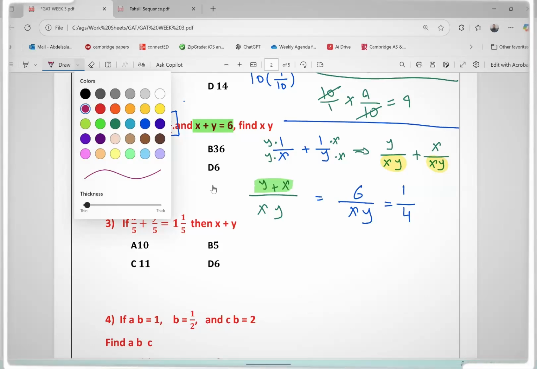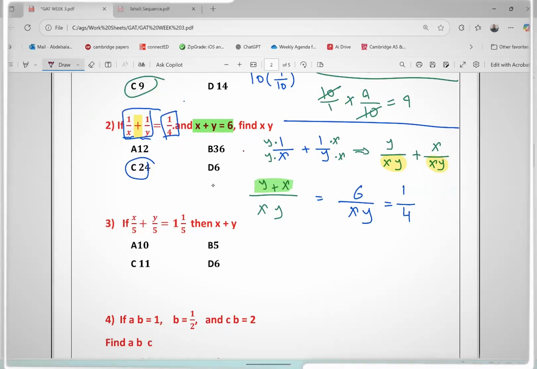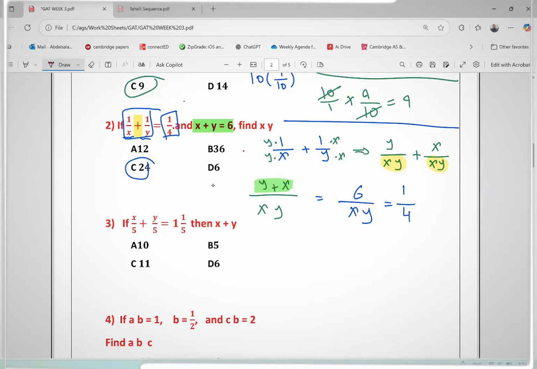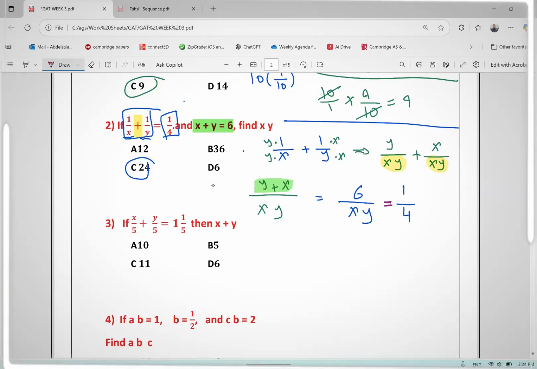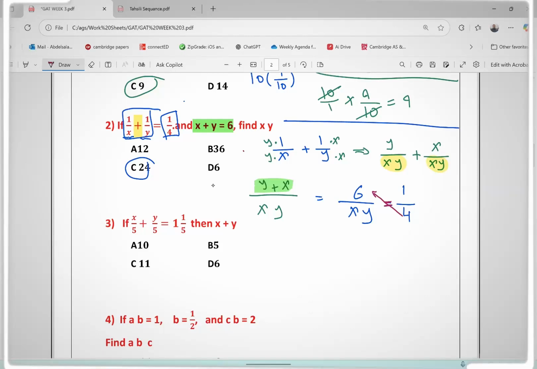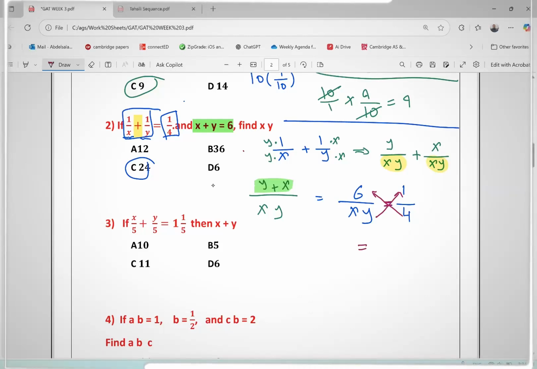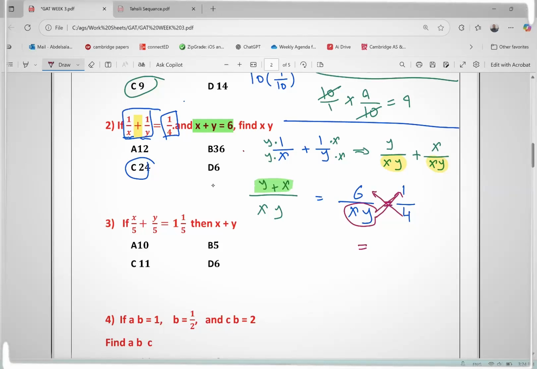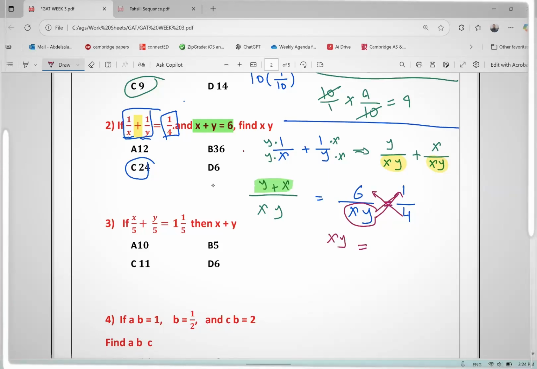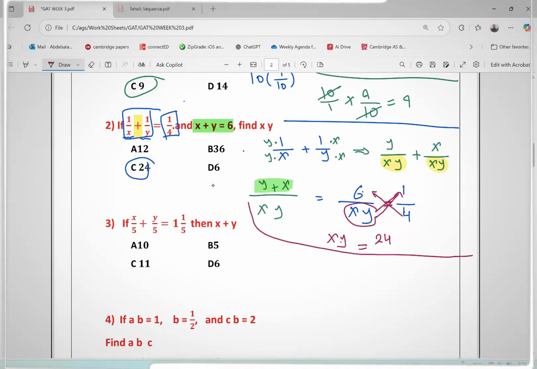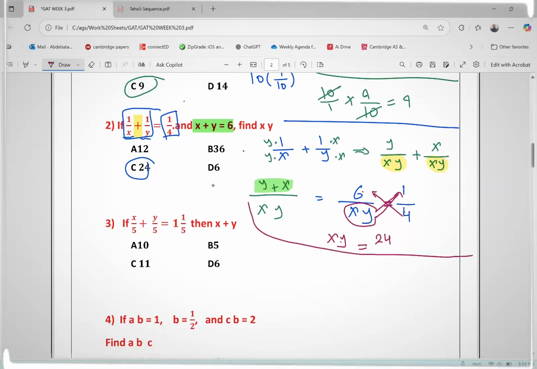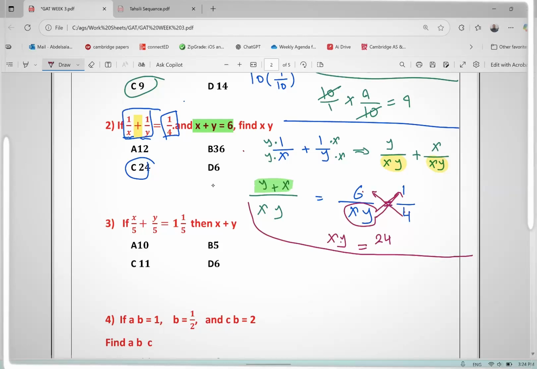Or we have another way, which is called cross multiplication. Cross multiplication means if you have an equality between two fractions, you can multiply across, and this cross should be equal to that cross. So xy times 1 is xy, and 4 multiplied by 6 is 24. So I'm sure that xy equals 24. So you can solve it using mental math, and you can solve it using steps.